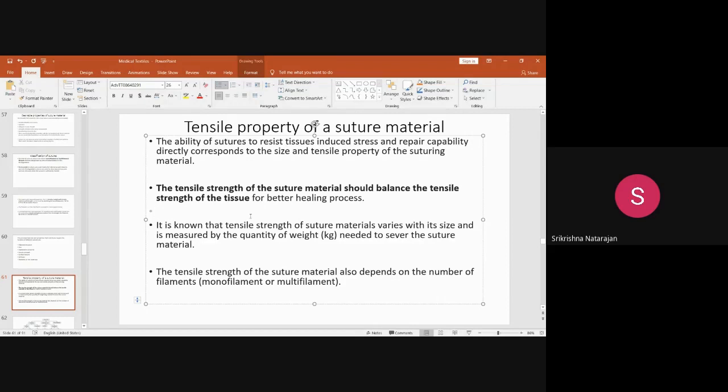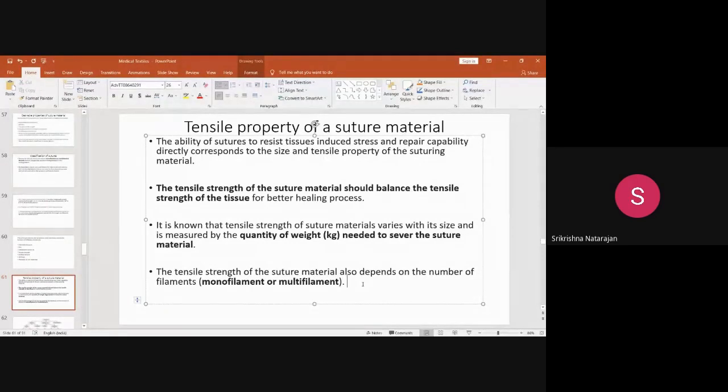And tensile strength is the quantity of weight in kg that is needed to sever the suture material. Sever means cut. How much weight is required to cut the suture material? So that determines the tensile strength. And the last important point is, the tensile strength of the suture material also depends upon the number of filaments, whether it is a monofilament or a multifilament.